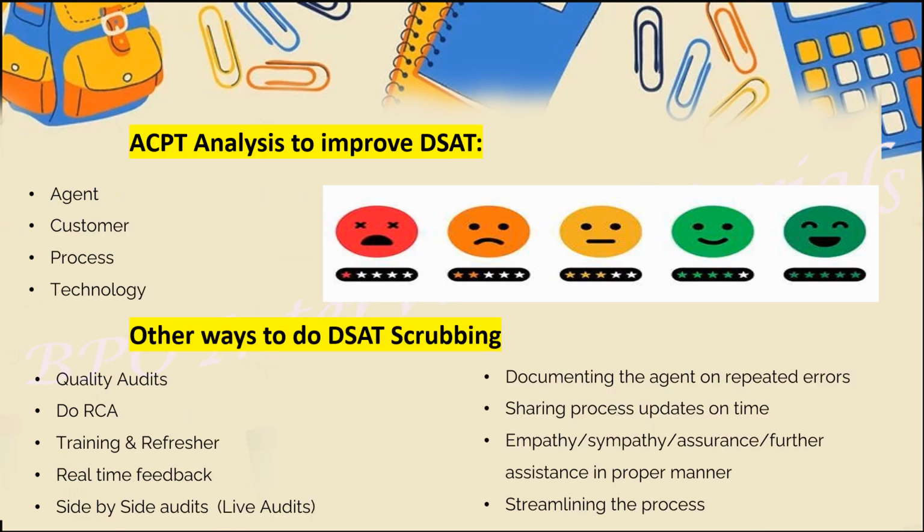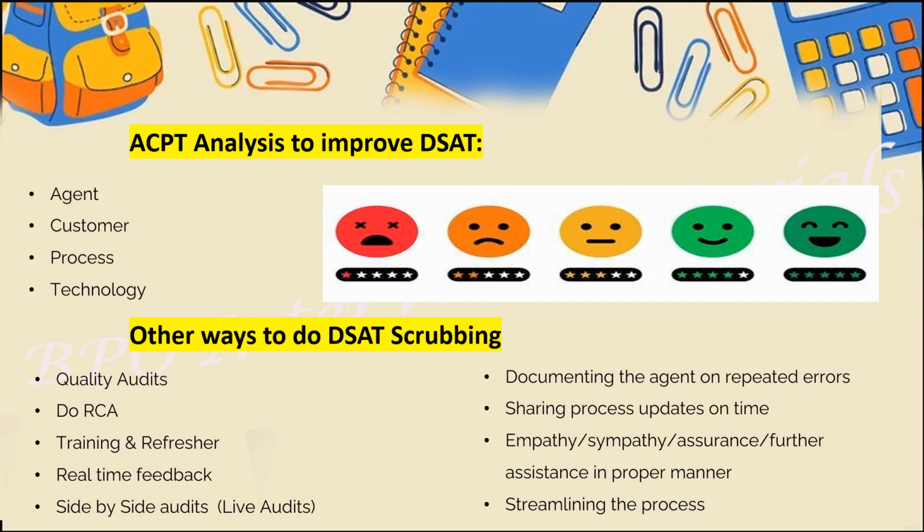The first is ACPT analysis. If you want to know more about this, the link is there in the description. Check it out, you will get to know how we can improve the DSAT scores with the help of ACPT analysis. Other ways are doing quality audits, doing RCA on the errors, training and refreshers, real-time feedback, side-by-side audits, documenting the agents on repeated errors, and sharing process updates on time.